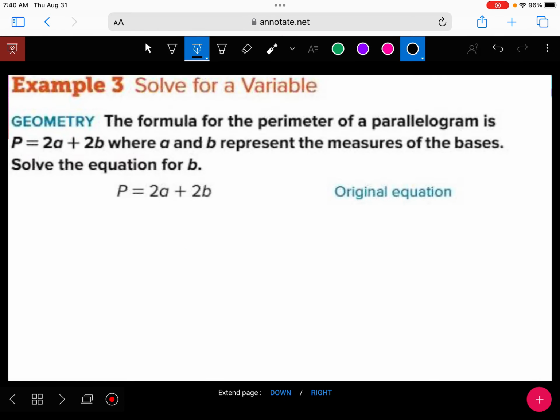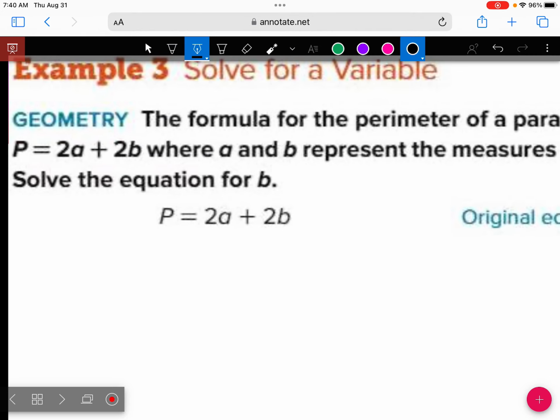Good for us. All right, so for our last one, we're going to do something called a literal equation. It gives you all kinds of context here. This is, again, from your book. It's the formula for perimeter. 2a plus 2b equals your perimeter. The sides, the legs, whatever. And what we're told to do is solve for b.